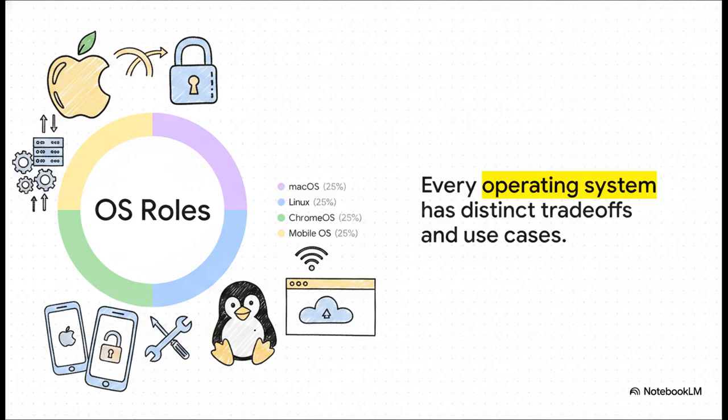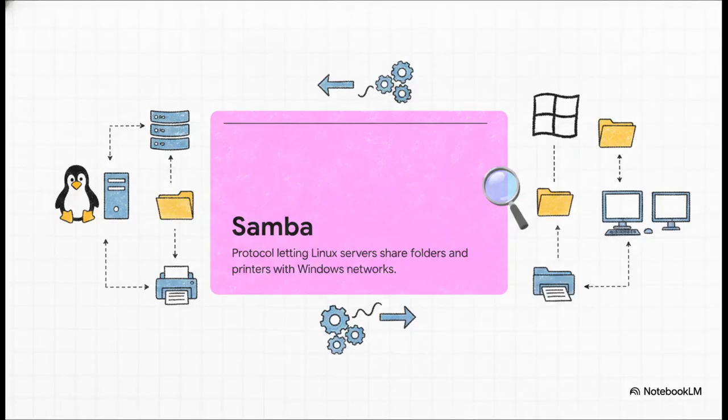Then you've got Chrome OS, which is super lightweight and almost entirely browser-based. And for mobile, you've got that classic industry split between Apple's closed-source iOS and Google's open-source Android. But what happens when these completely different worlds have to talk to each other?